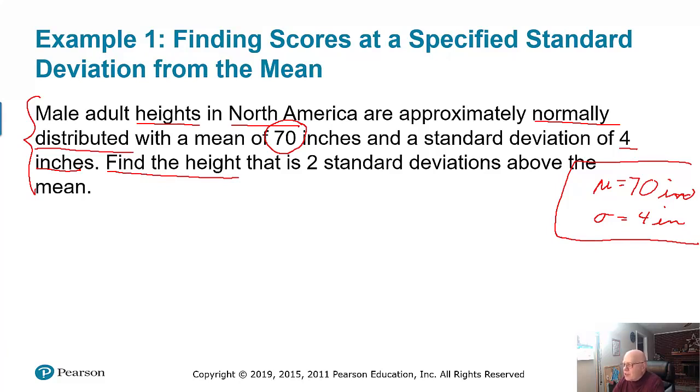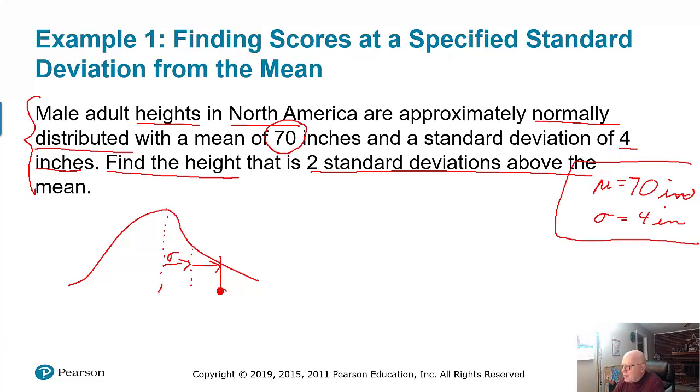Well, the next thing I do is, and I'm not an artist, as you can see, but I create a picture. Here's my normal curve. It doesn't look very normal, but the picture is going to help me find a way. So it says 2 standard deviations above the mean. If I go 1 standard deviation here, and then another standard deviation here, this is the point I'm interested in.